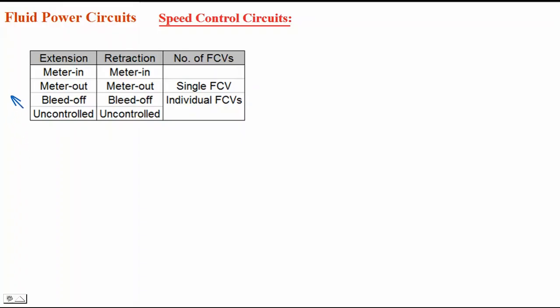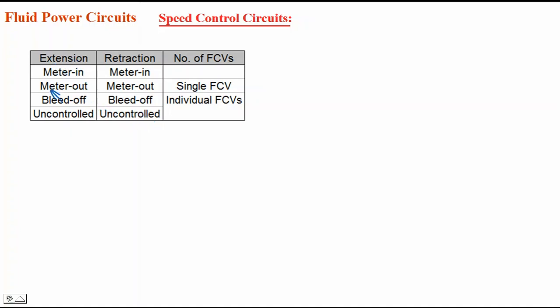Now we shall understand the different combinations of speed control circuits. For extension and for retraction, we control the speed. If I keep extension as meter in, I can keep retraction either meter in, meter out, bleed off, or uncontrolled. Likewise, 4 different circuits are there.